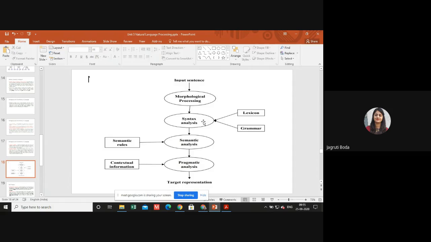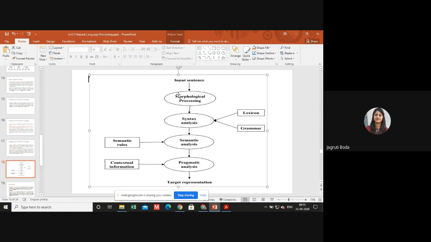Then syntax analysis, which means they check the lexicon and the grammar of your sentence. Then semantic analysis, which means they check using semantic rules. Then the pragmatic analysis, which checks using the contextual information regarding your problem. And the last is target representation, which means they convert your sentence into exact meaning and take the decision. So these are the phases of your NLP.